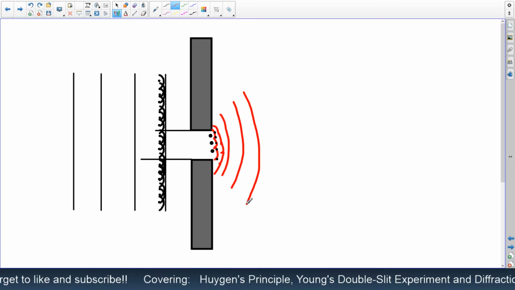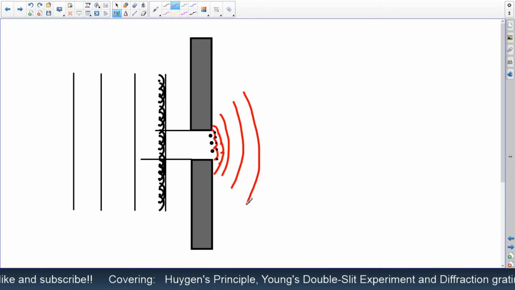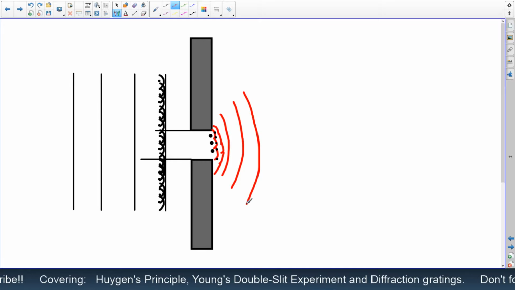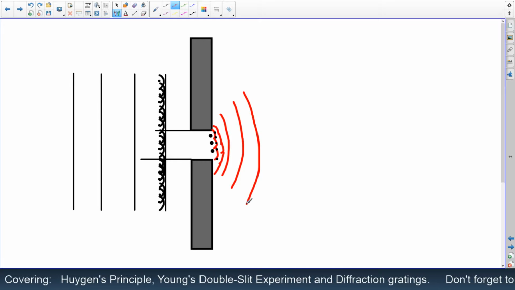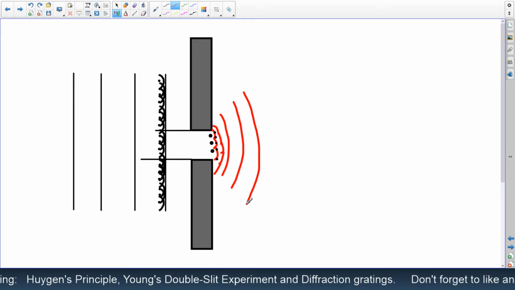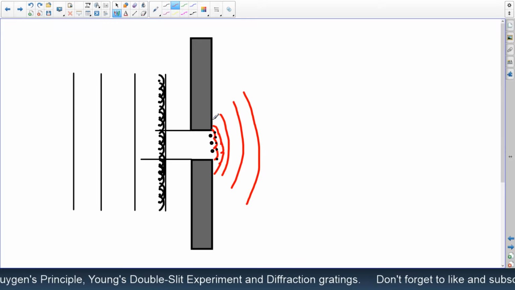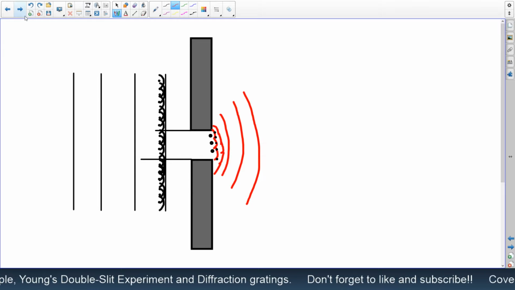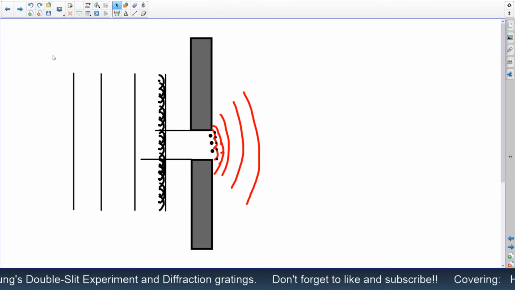Now, so far that's not very interesting. It's certainly not very controversial at the time. But the argument is that this can be applied to light. If light is a wave, then it should behave like this as well. And it was certainly known that light does diffract.